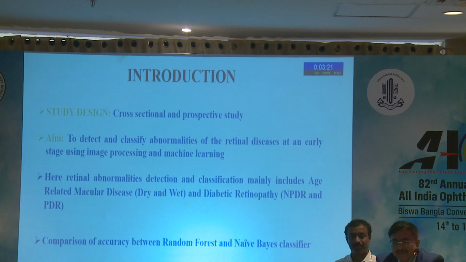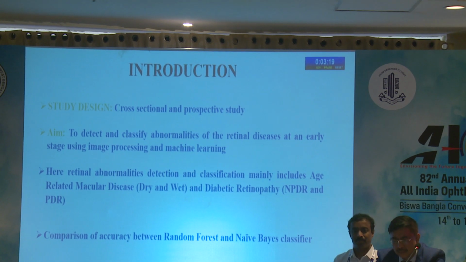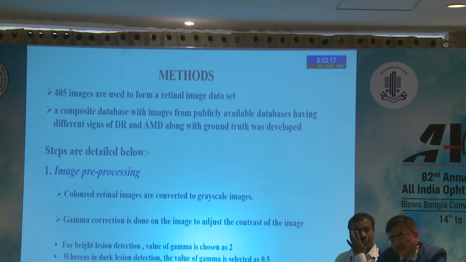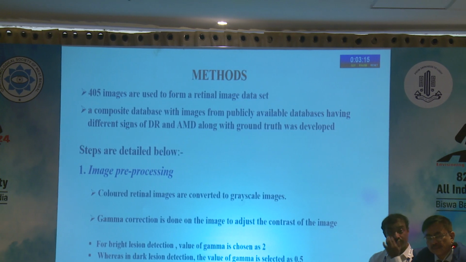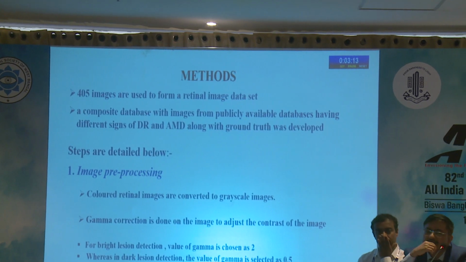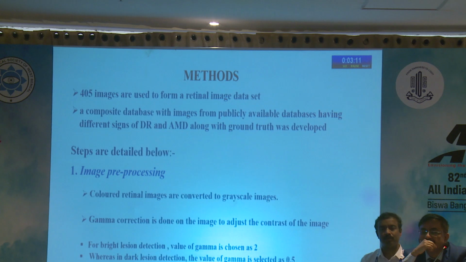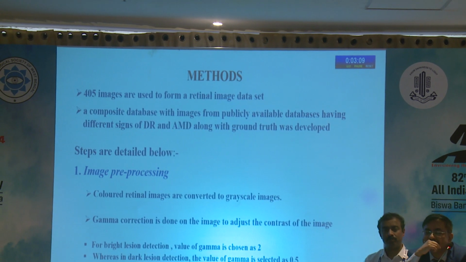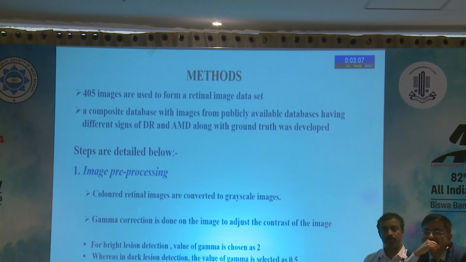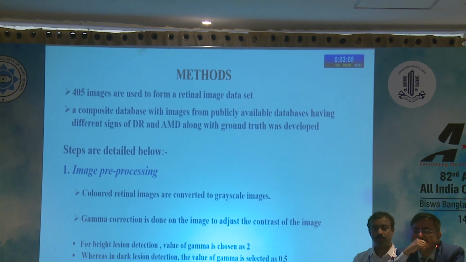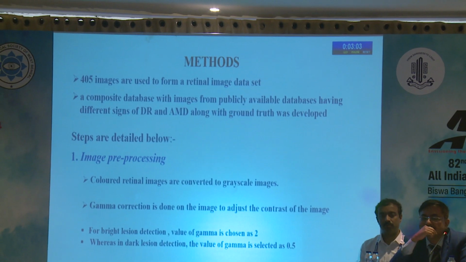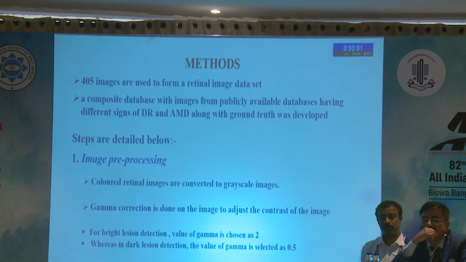Here, a comparison between random forest and naive Bayes classifier is done. 405 images are used to form a retinal image dataset from publicly available databases having different signs of diabetic retinopathy and AMD along with the ground truth. Step 1 is image pre-processing, where colored retinal images are converted to grayscale image.